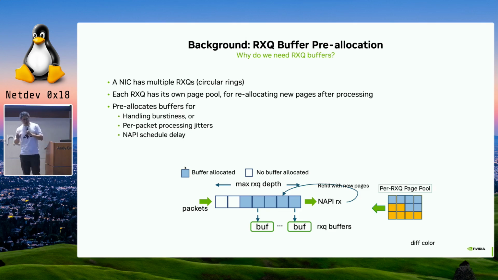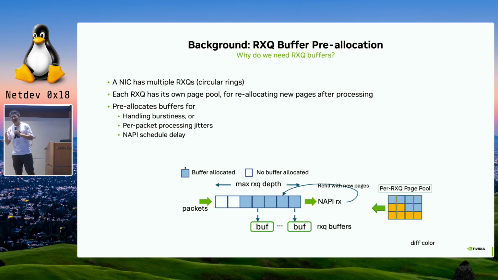So a little background on RxQ buffer pre-allocation. A NIC today has multiple RxQs. It's a circular ring. When a packet comes in, it consumes a buffer in the circular ring. The netdev port receives the packet, creates the SKB and passes it up. After that, we go to the page pool, allocate more pages and refill the ring. And this ring depth is very important.